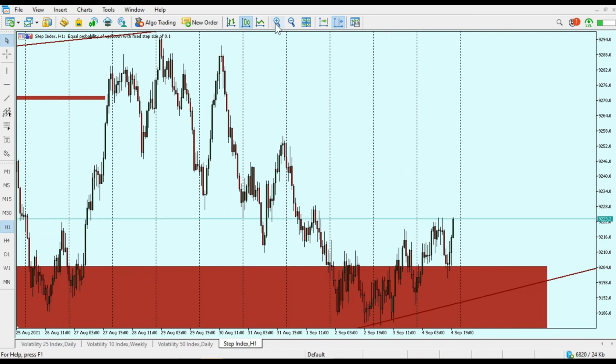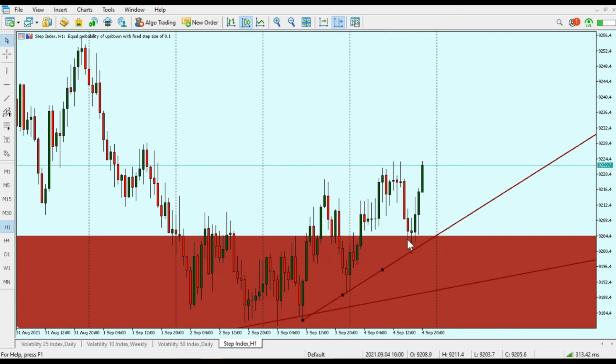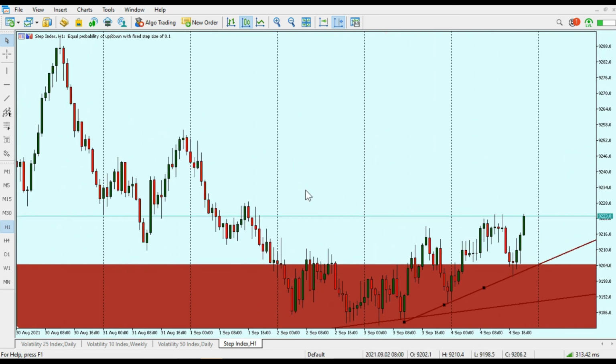So yes, we already have this, and then I think we also have a trend line on the H1. Yes, we have a trend line on the H1. The first touch, the second touch, and then the third touch. So this is already gone, but we are also looking for the fourth touch of this trend line, and then go bullish on this particular index.